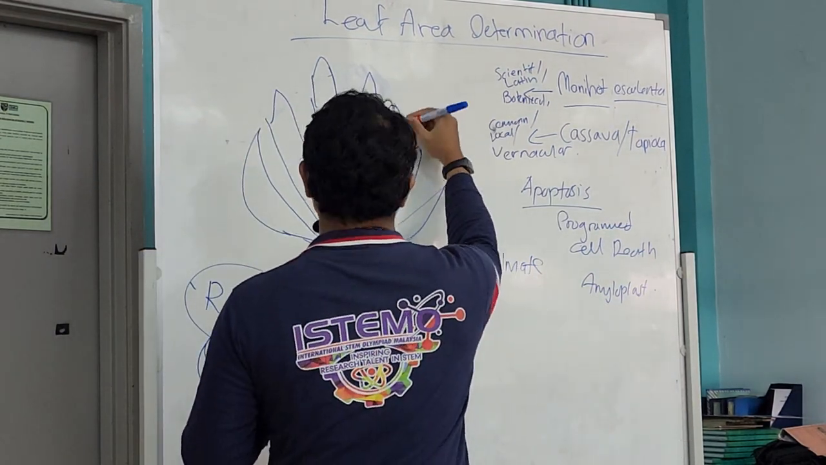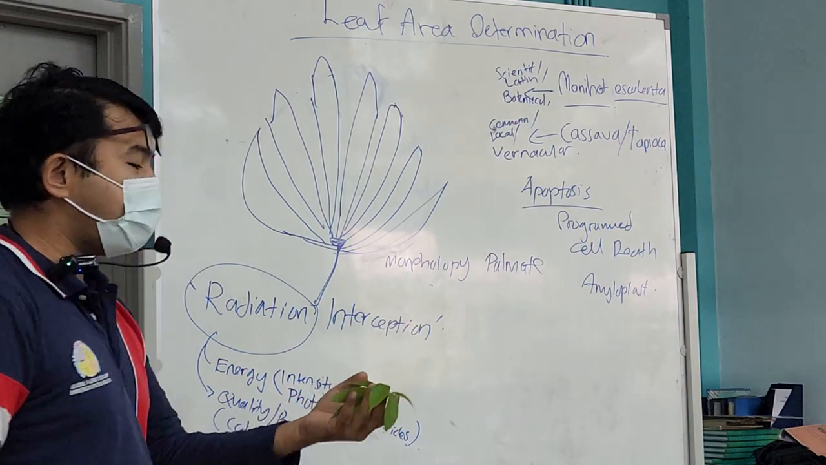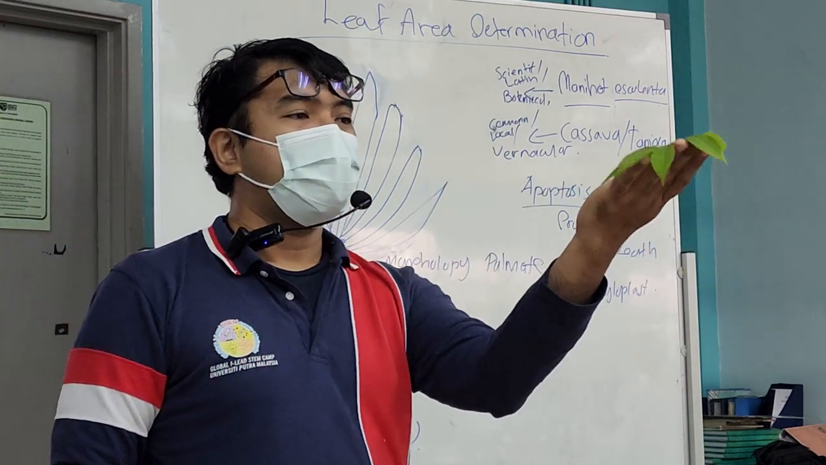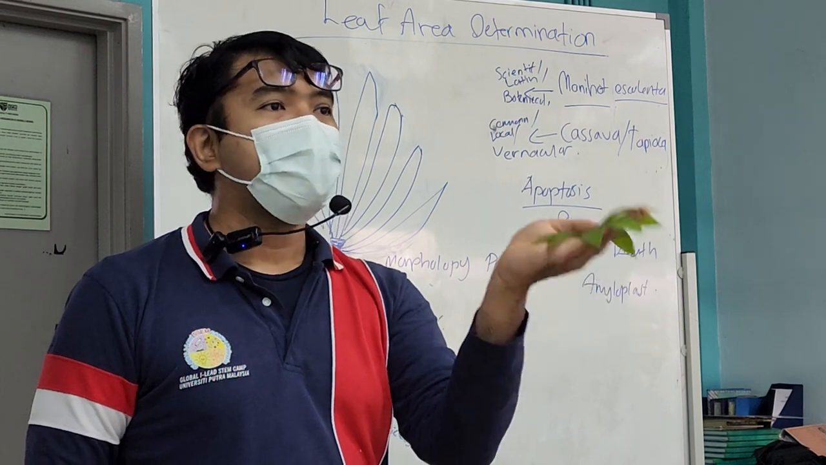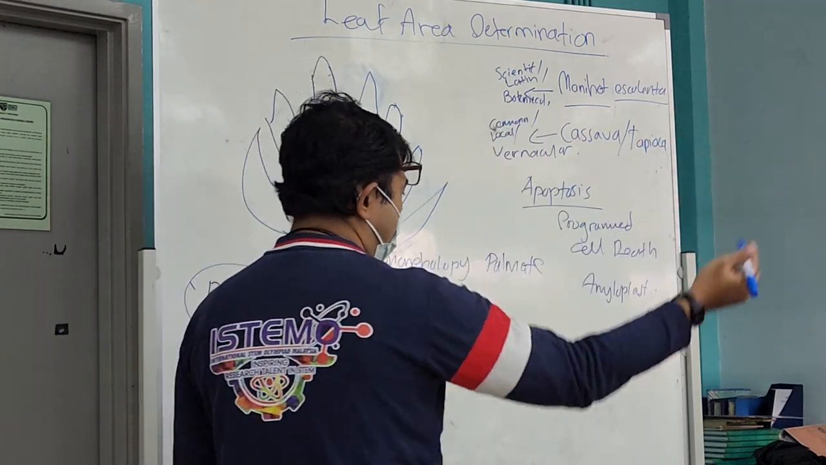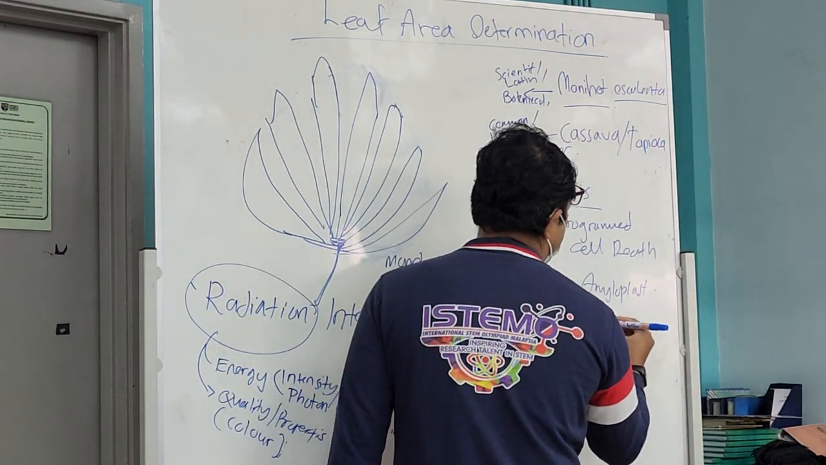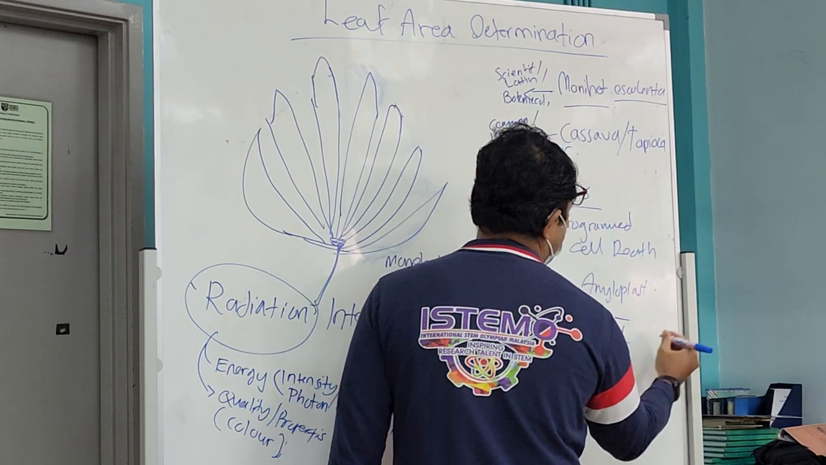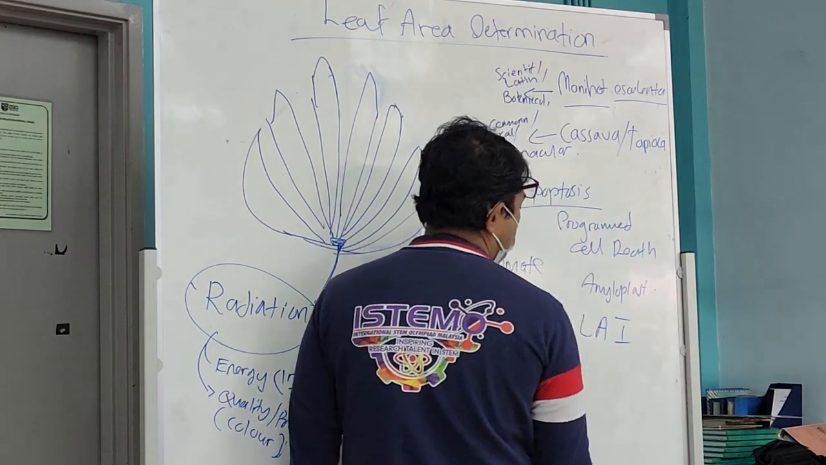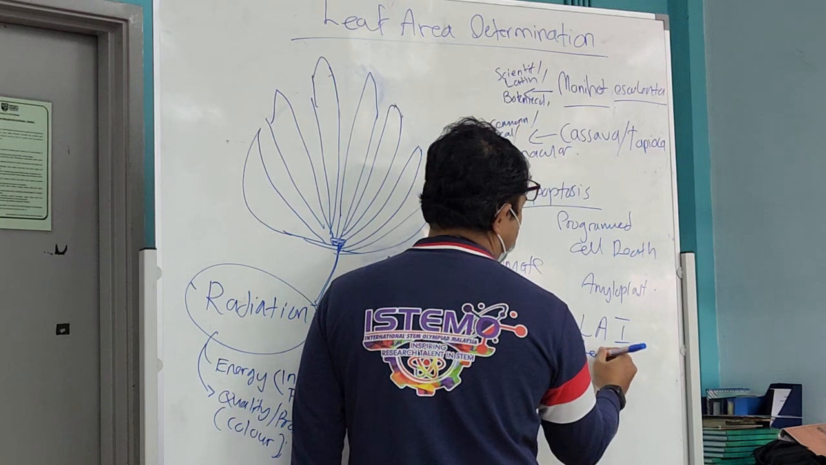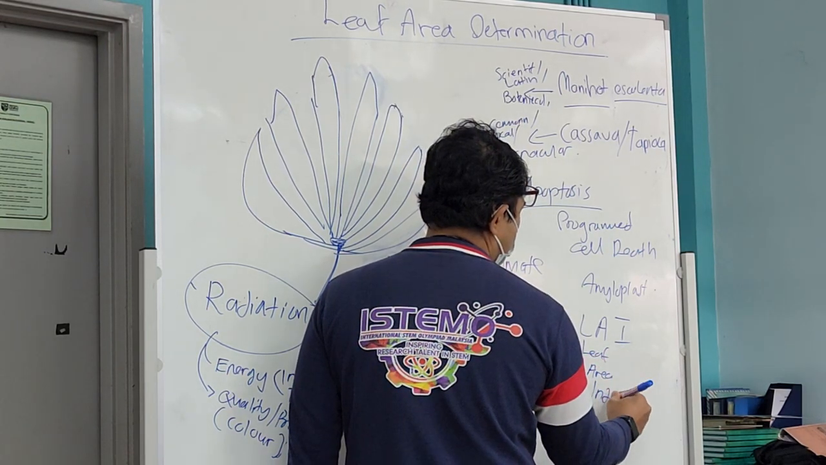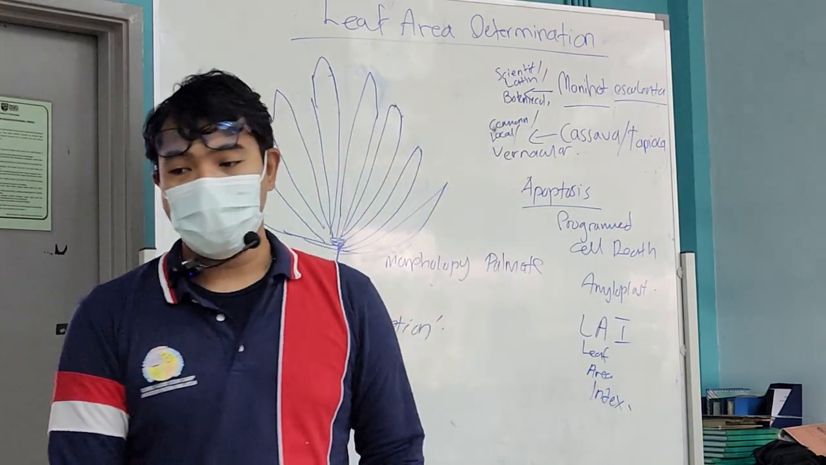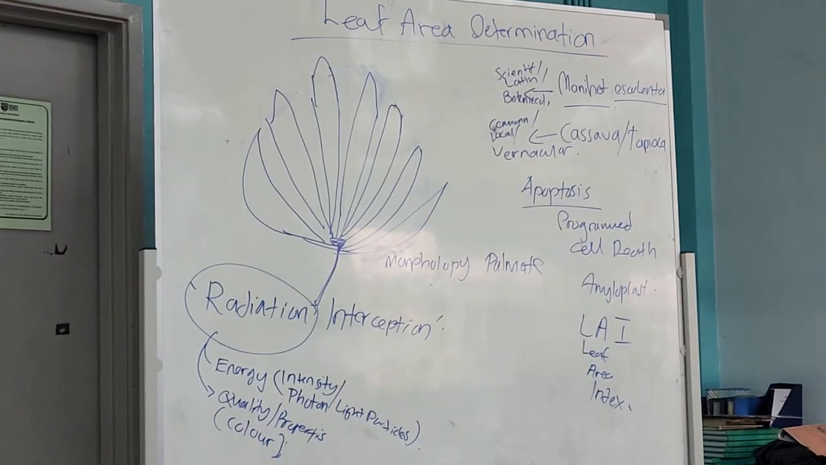All right, okay. So the activity today, you need to measure this leaf area so that you can recall your notes. You can get this. What is this? Leaf area index, one of the reasons. Okay, look at your manual.